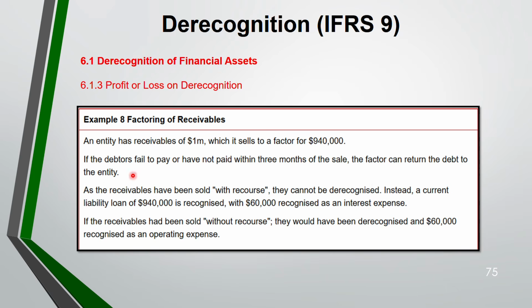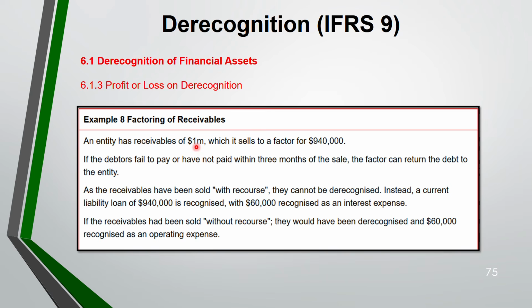Why? Because you will be paid back this. See, if the debtor does not pay you within 3 months, your factor will return the debt back to you. So you can't derecognize the asset. Instead, there is a current liability, a loan. It's like a loan that you have taken. You have to recognize this 940,000.